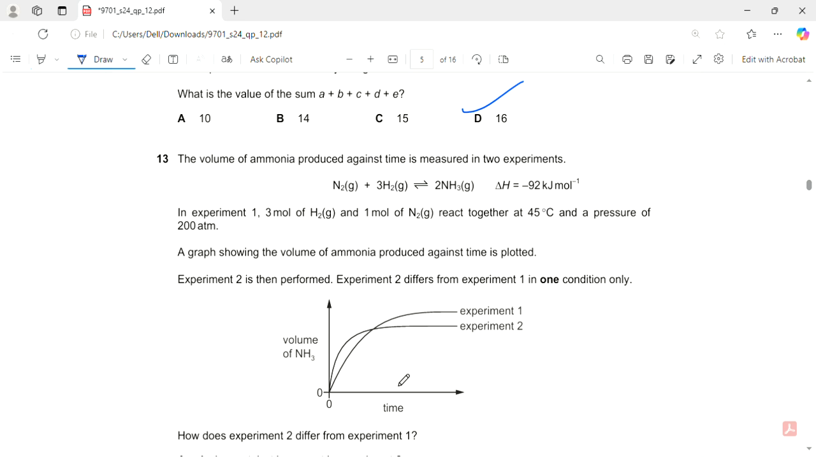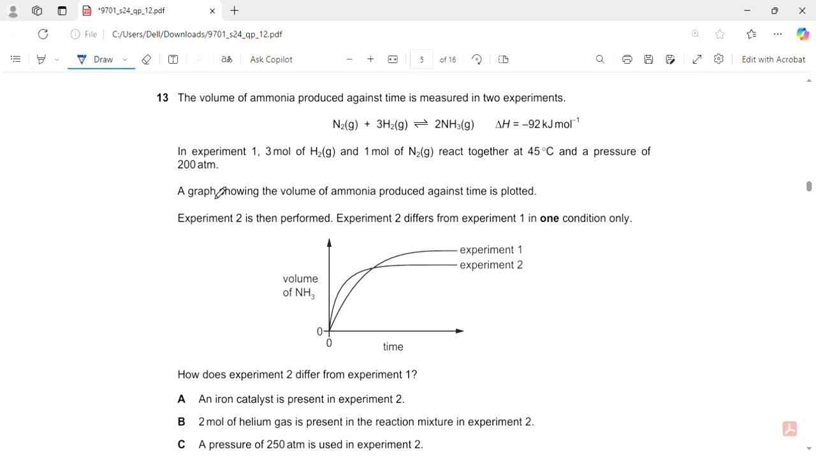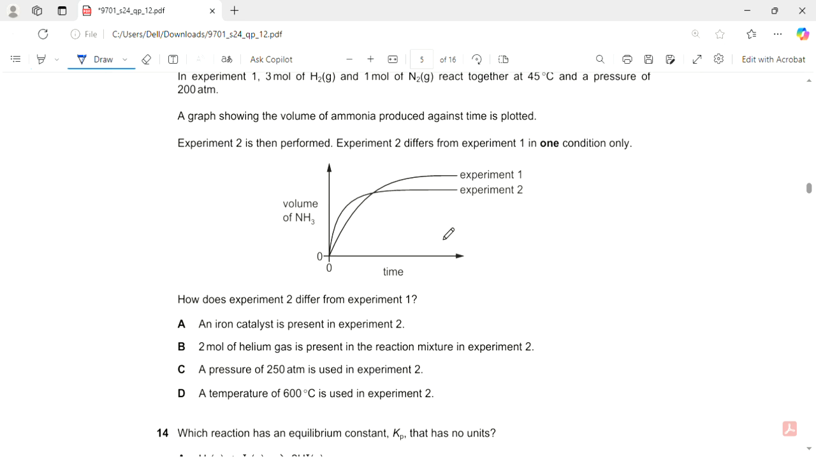The next part is question number 13. The volume of the ammonia produced against time is varied in the two experiments. In one experiment, 3 mole of hydrogen gas and 1 mole of nitrogen gas react together at a 45 degree temperature, 2 atm, 280 atm. The graph showing the volume of the produced gas against time is plotted. Experiment 2 is then performed. Experiment 2 differs from experiment 1 in only one condition. You can see experiment 2 is faster than experiment 1.